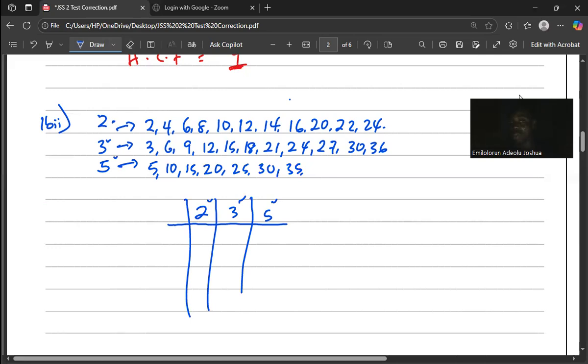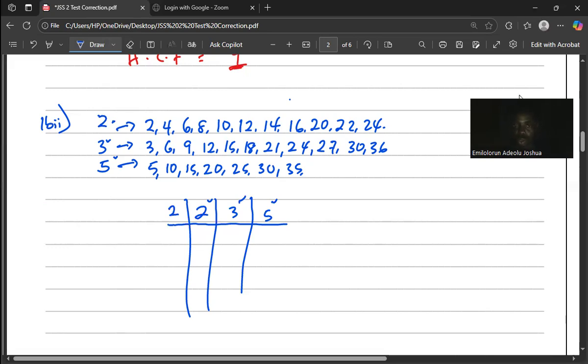So now let's use prime factors. The first prime factor we are using is 2. This time around, you don't necessarily need to look for a number that divides all three. Once you see a number that divides 2, you can use it. Once you see a number that can divide 3, you can use it. Once you see a number that can divide 5, you can use it. So now let's use 2.